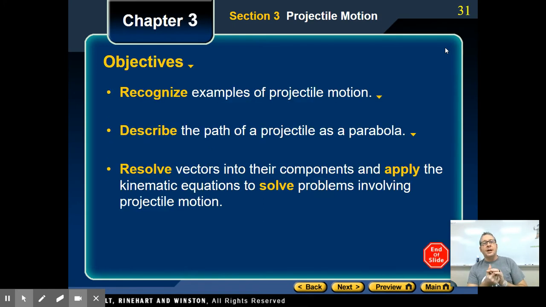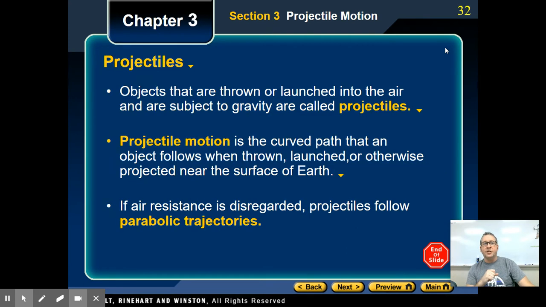So we're going to recognize examples of projectile motion, describe the path of a projectile motion as a parabola. That's pretty much how we described it right there. It's a parabola. And then we're going to resolve vectors into their components and apply kinematic equations to solve problems involving projectile motion. So, objects that are thrown or launched into the air are subject to gravity. These are what we call projectiles. So anytime you toss a ball up in the air, that is considered a projectile. It follows a curved path.